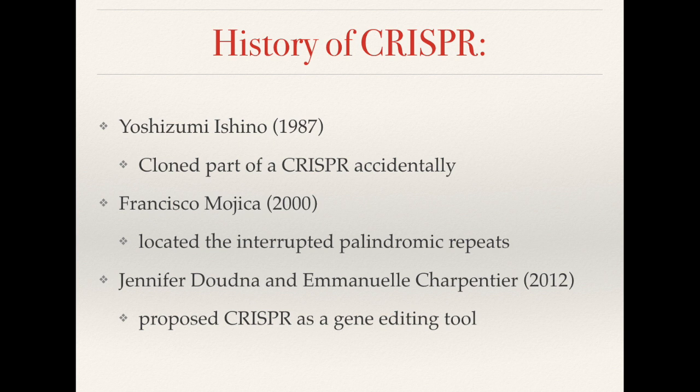The history of CRISPR starts in 1987 when part of a CRISPR was accidentally cloned instead of a bacterial gene, and the researchers noticed the unusual repeats. In 2000, Francisco Mojica located interrupted palindromic repeats in different archaeal microbes and proposed the term CRISPR to describe them. It wasn't until 2012 when it was proposed that CRISPR-Cas9 could be used for programmable gene editing.